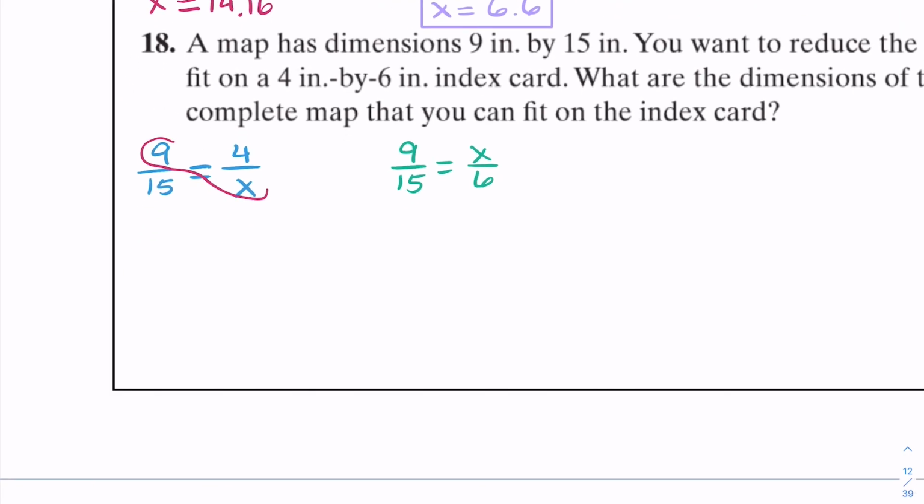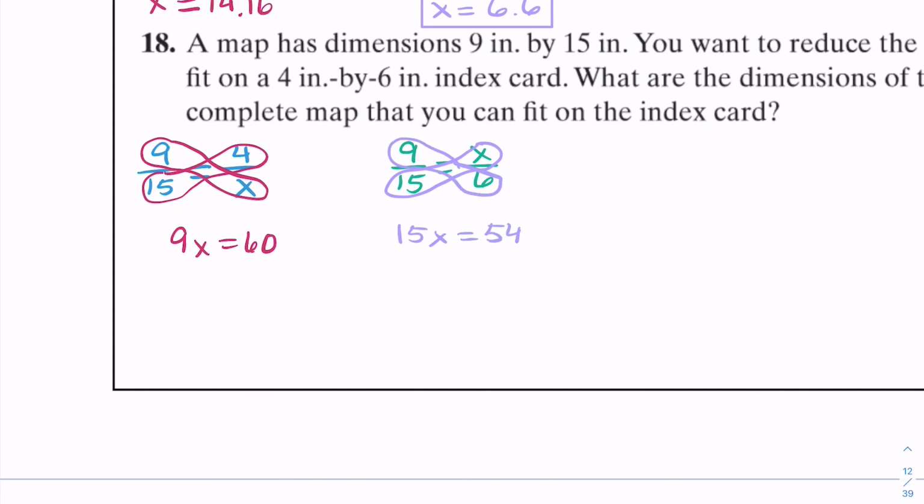We'll get 4 times 15, which is 60. In this case, we will find the cross product. So this one will get 15x, and we'll get 9 times 6 is 54. Okay, let's divide by 9. We get x equals 60 over 9, which is 6.66 repeated exactly.